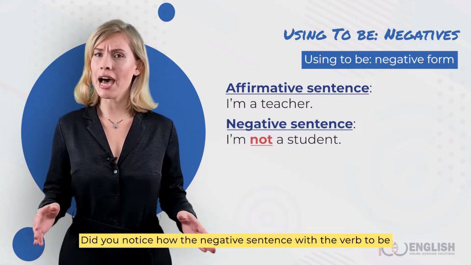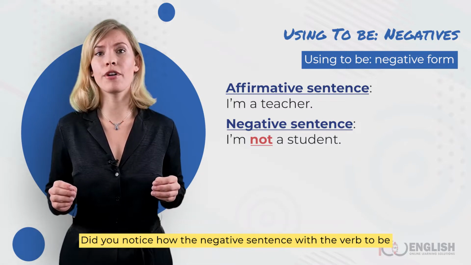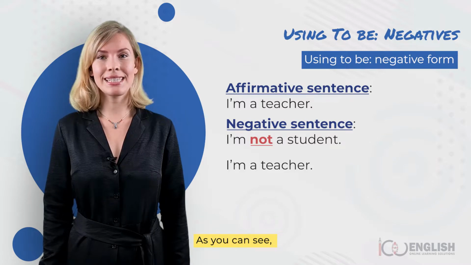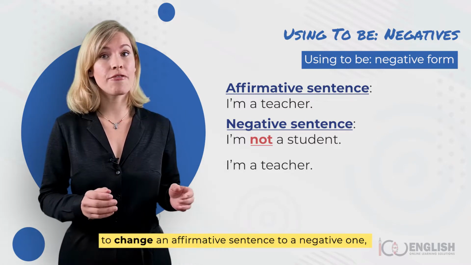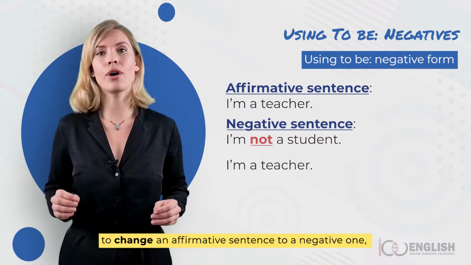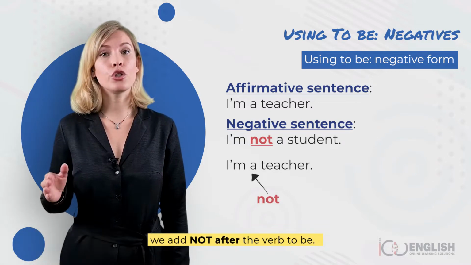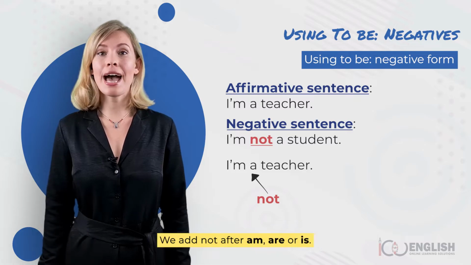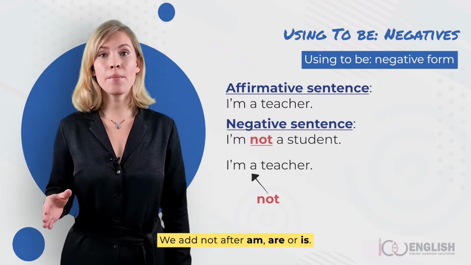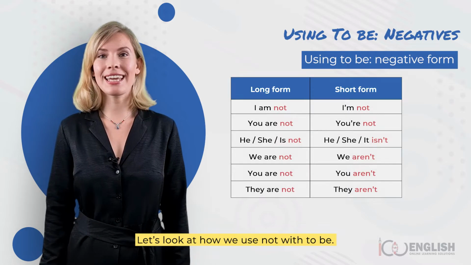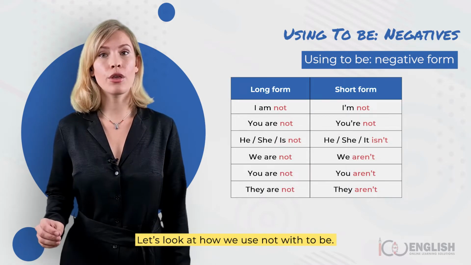Did you notice how the negative sentence with the verb to be is made? As you can see, to change an affirmative sentence to a negative one, we add not after the verb to be. We add not after am, are, or is. Let's look at how we use not with to be.